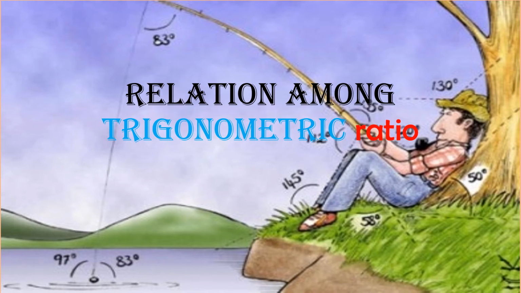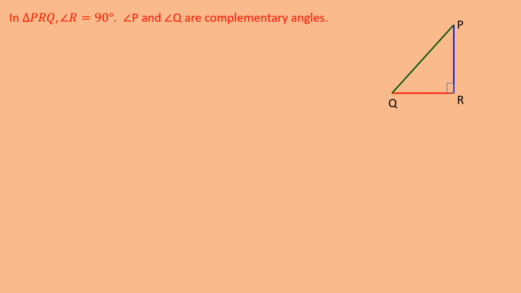In this video, we are going to learn the relation among trigonometrical ratios of complementary angles. So we have triangle PRQ in which angle R is 90 degrees, and angles P and Q are complementary angles. If angle Q is theta degrees, then angle P will become 90 minus theta. As you know, the sum of two complementary angles equals 90 degrees.